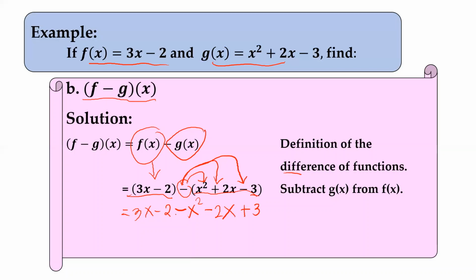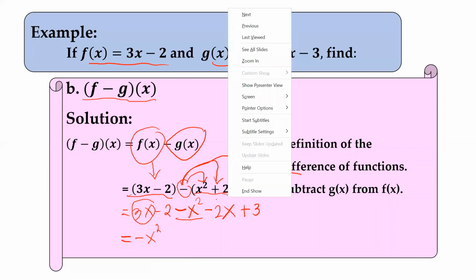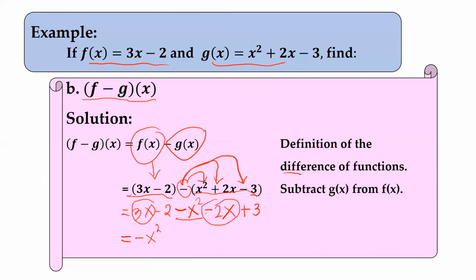Again, combine like terms. First, which has the highest degree? Only negative x squared. Therefore, bring down negative x squared. Next, there are two of the same variable, positive 3x and negative 2x. Combine, positive 3x plus negative 2x.